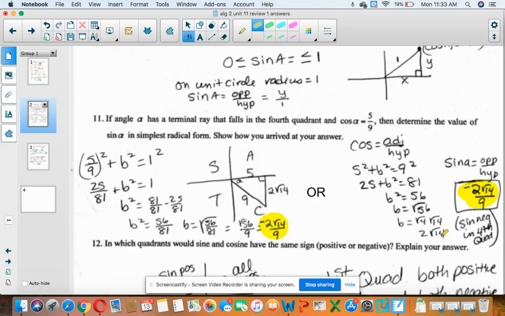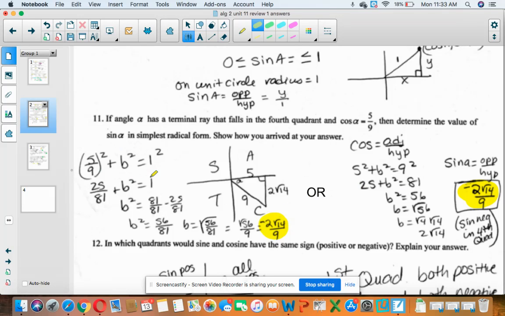I do have to remember that I'm in the fourth quadrant, and sine is negative in the fourth quadrant. So my answer is going to be negative 2 radical 14 over 9. Okay, now how did I get that? Sorry, I skipped a step right here. The sine is equal to opposite over hypotenuse. So once I know that this side is 2 radical 14, its sine is 2 radical 14 over 9, but again, I'm negative because I'm in the fourth quadrant.